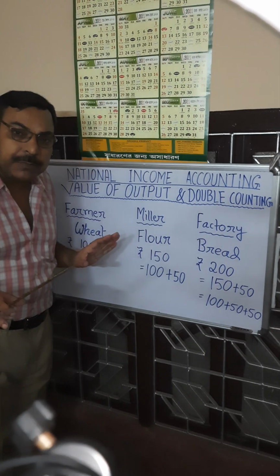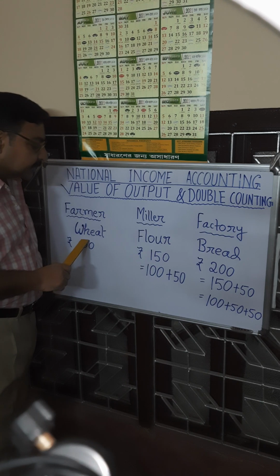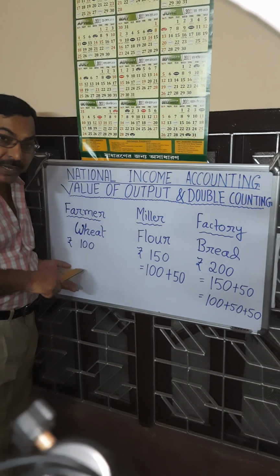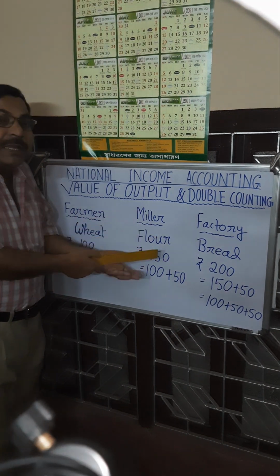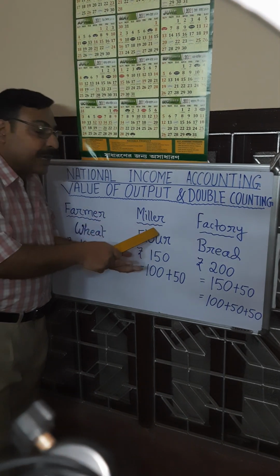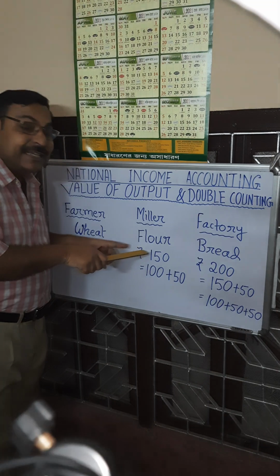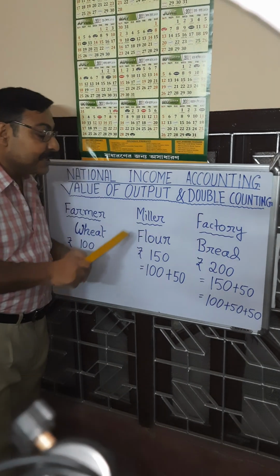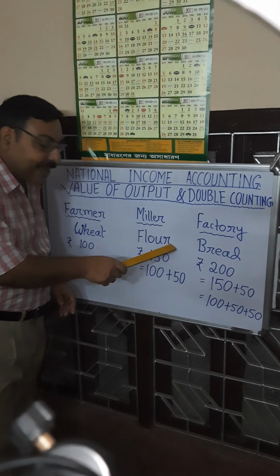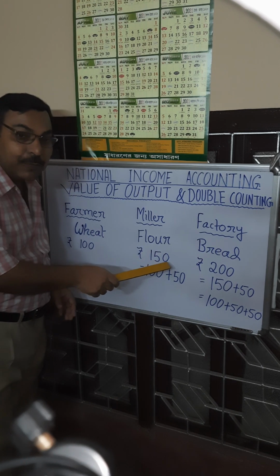Suppose three commodities are being produced in the economy. One farmer is producing wheat worth rupees 100, the value of wheat is 100, and the farmer sells it to the miller. Whenever one producer, the farmer, is selling to another producer, the miller, obviously it is not becoming a final good. Wheat is here an intermediate good for the miller. The miller, with the help of that wheat, produces flour, and the value of that flour produced is rupees 150.